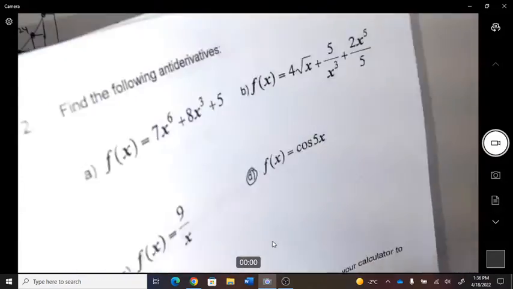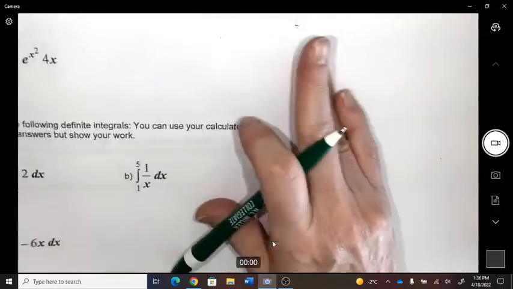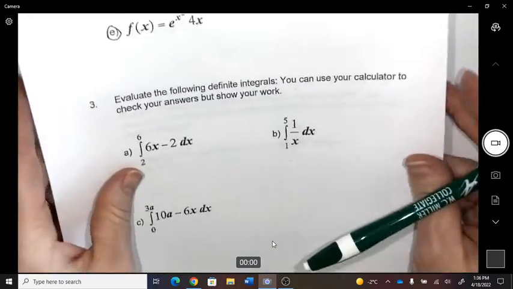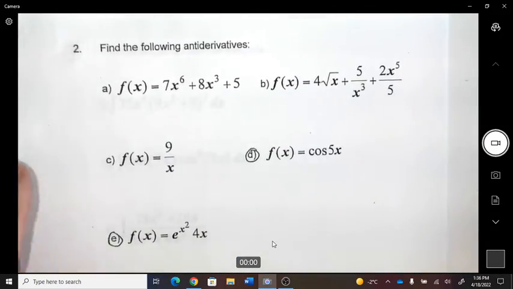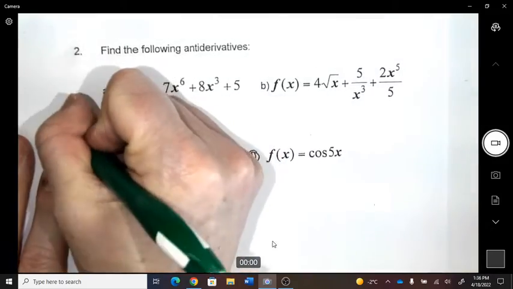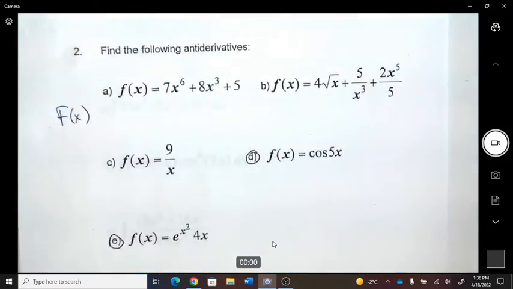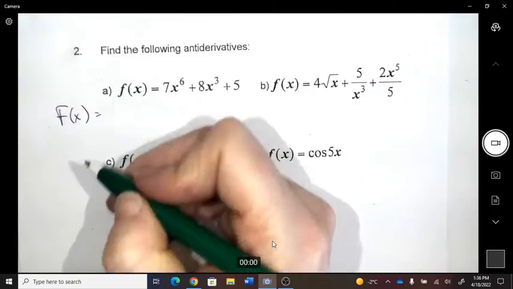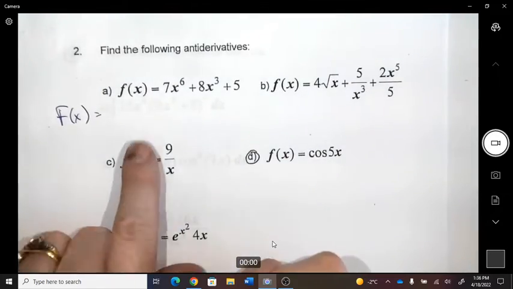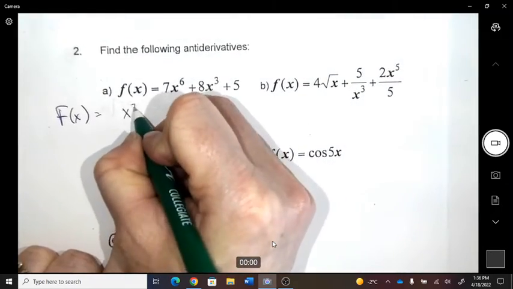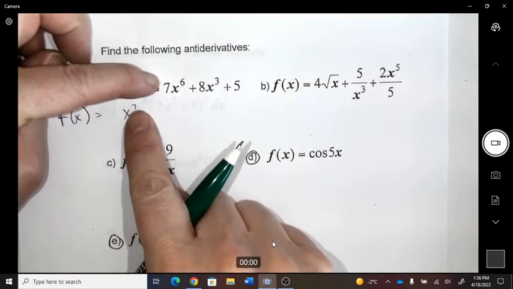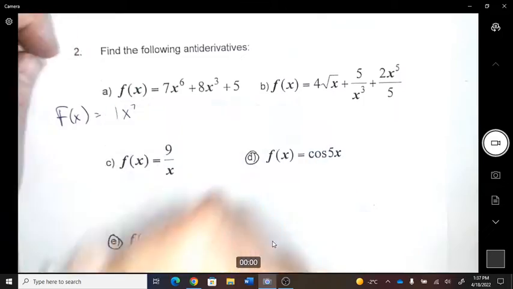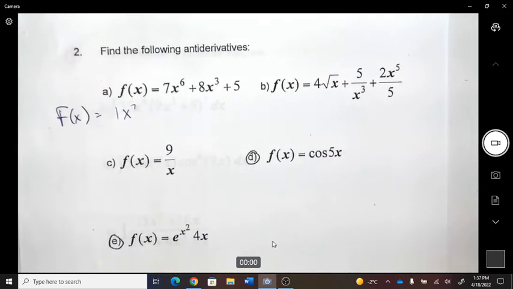Okay. Antiderivatives. Okay, so on this, if this is the little f, we're just going to represent it with doing a big F. Okay, so these ones are just to go up a degree and then take what you had and divide it by the new exponent.